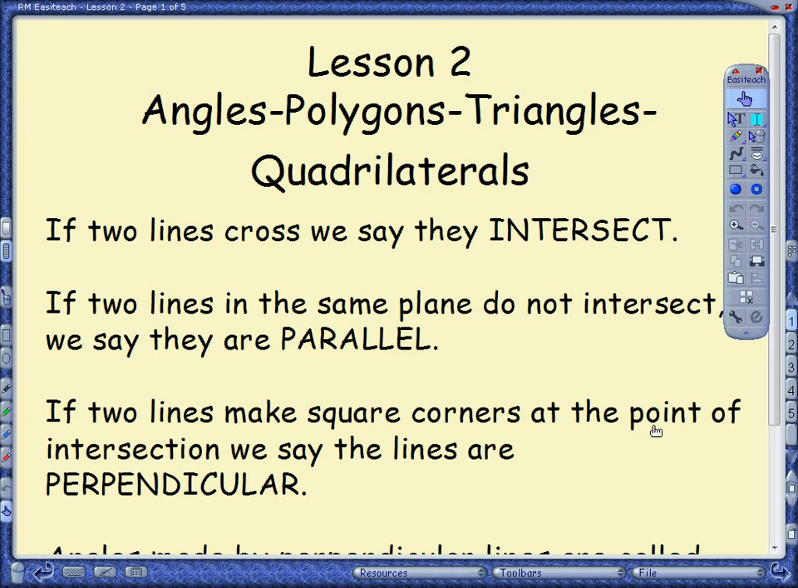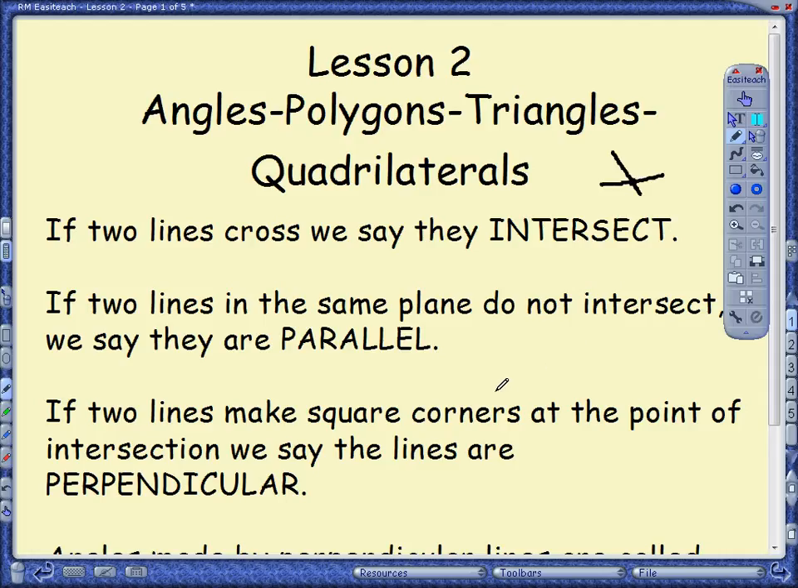This is Lesson 2. Lesson 2 is about angles, polygons, triangles, and quadrilaterals. If two lines cross, we say that they intersect. Okay? So it's just like the intersection on a road. We would say that the two lines would intersect and they would look like this. This would be the point of intersection.